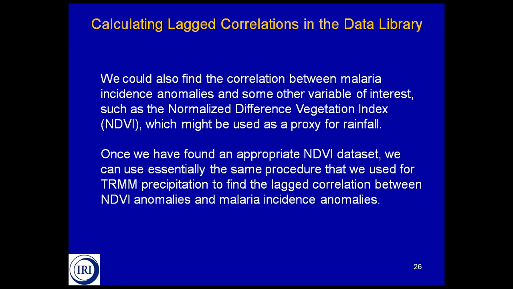Now we could also find the correlation between malaria incidence anomalies and some other variable of interest, such as the Normalized Difference Vegetation Index, or NDVI, which might be used as a proxy for rainfall. And once we found an appropriate NDVI dataset, we can use essentially the same procedure that we used for the TRMM precipitation to find the lagged correlation between NDVI anomalies and malaria incidence anomalies.